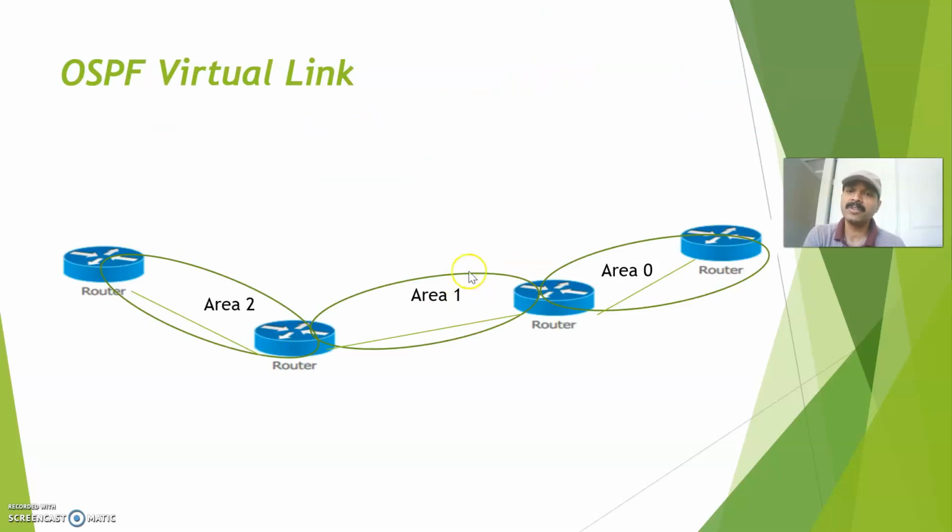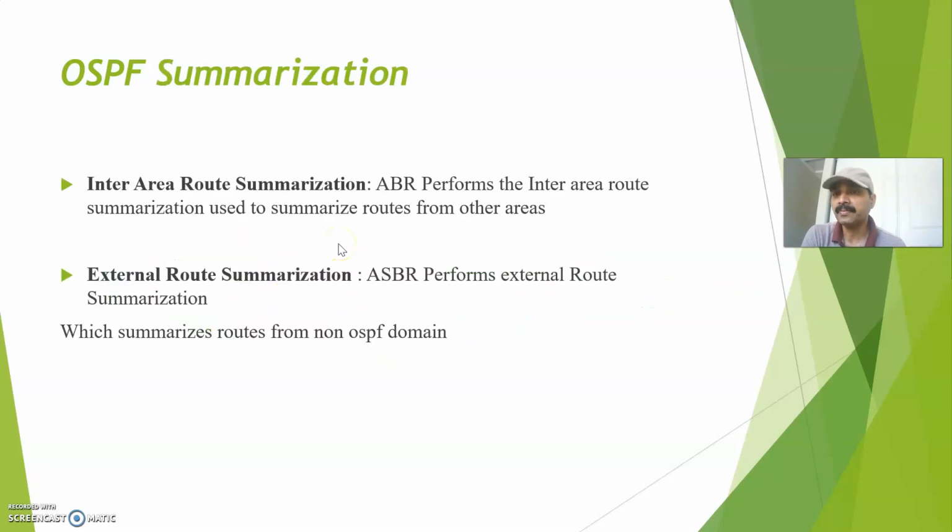And what about the OSPF Virtual Link? I already told you all the areas should be connected to the backbone area. In this scenario, there are two disconnected areas. Area 2 is not connected to Area 0, and Area 2 and Area 1 are not connected to it. In this scenario, I can create a virtual link between Area 2 and Area 1. So that is the purpose of the OSPF Virtual Link.